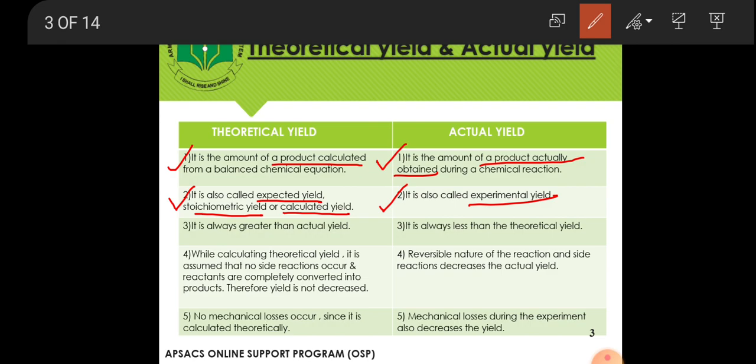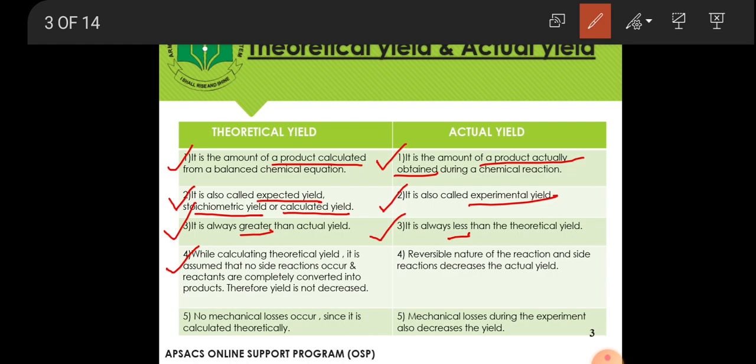performing an experiment. Theoretical yield, point number 3, it is always greater than actual yield because it is the calculated amount. Actual yield, point number 3, it is always less than the theoretical yield because it is obtained after performing an experiment, and in an experiment there can be so many errors that decrease the amount of product.